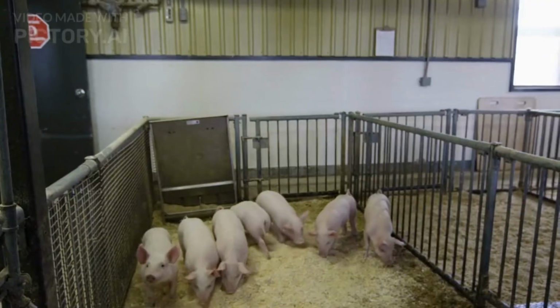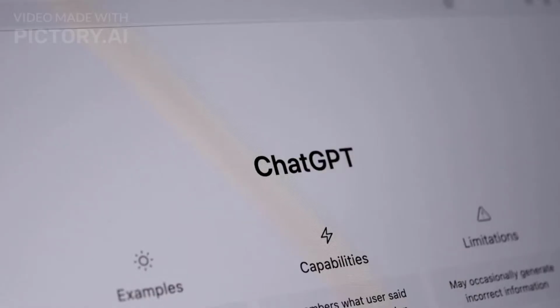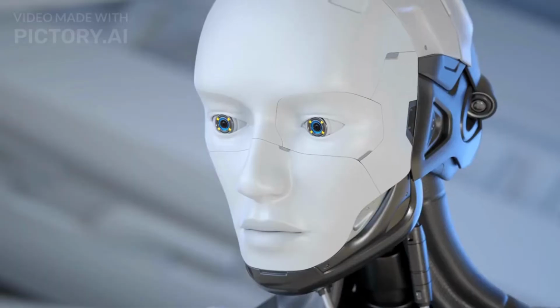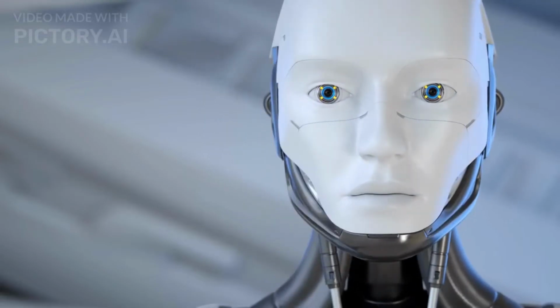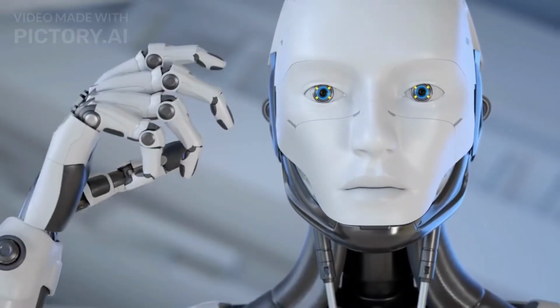5. Ethical considerations. As we embrace AI, we must also discuss its ethical implications. Issues like bias in AI systems, job displacement, and data privacy are real concerns. It's crucial that we develop AI responsibly and ensure its benefits are widespread.